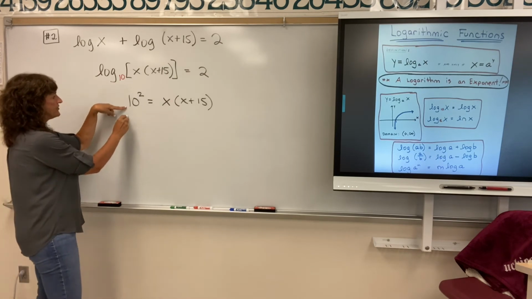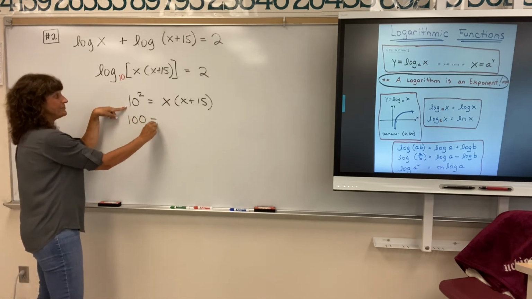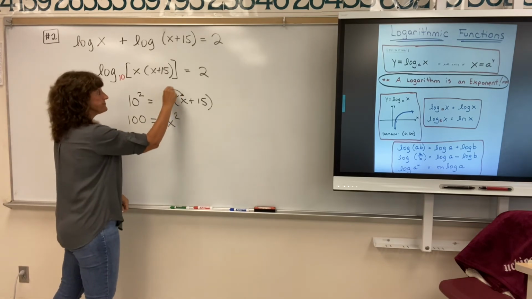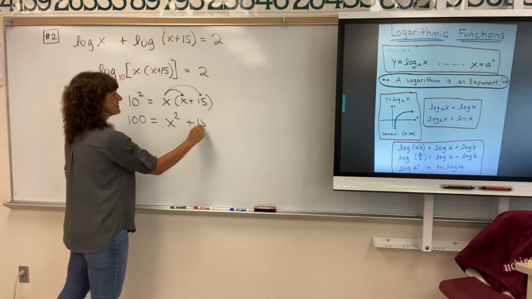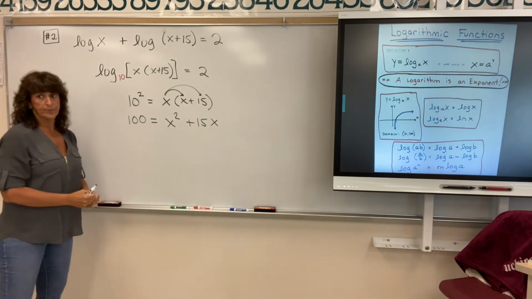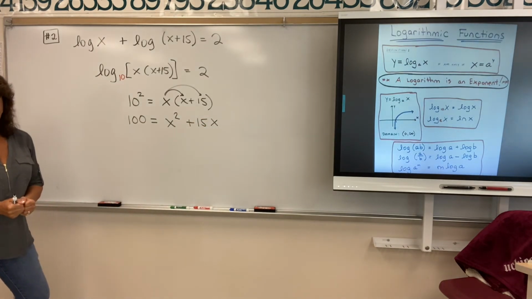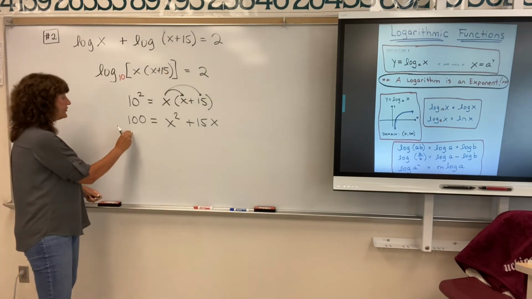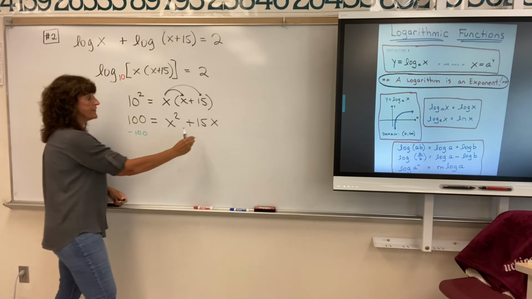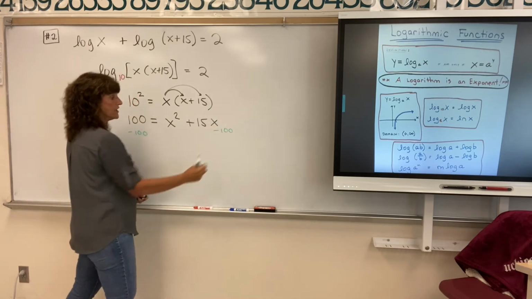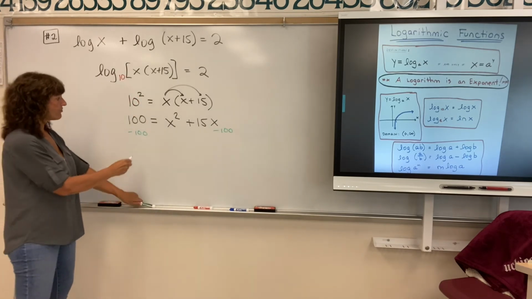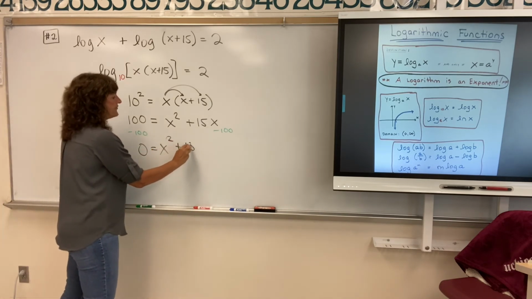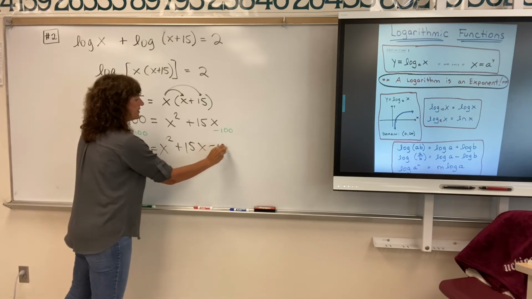Let's simplify the left and the right hand side. 10 squared is 100, 10 times 10. On the right hand side, let's distribute the x, so you have x squared plus 15x. This is a quadratic equation now. We want to move all terms to one side and have a 0 on the other side, so let's subtract the 100 from both sides. So we have 0 equals x squared plus 15x minus 100.